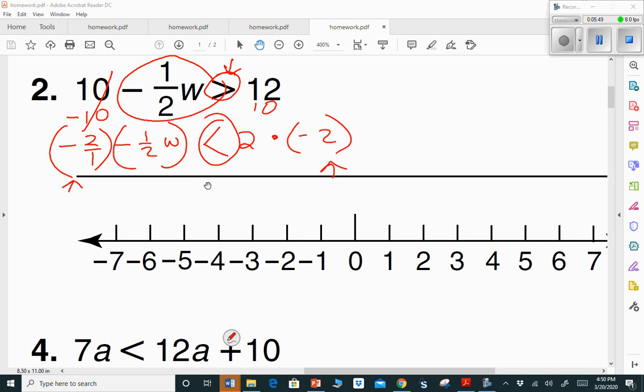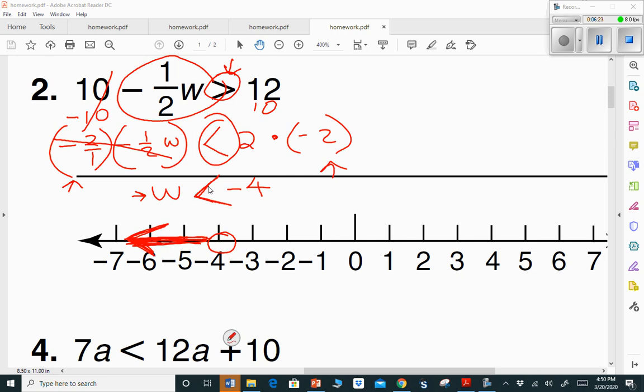Okay, so negative 2 over 1 times negative 1/2 W, and W is less than, and 2 times negative 2 is negative 4. So we're going to put a circle on negative 4. See how this arrow points this way and it says is less than, and that only works when the variable's on this side. So we're going to go this direction. It says is less than, and it goes forever. So we put an arrow on the end there.